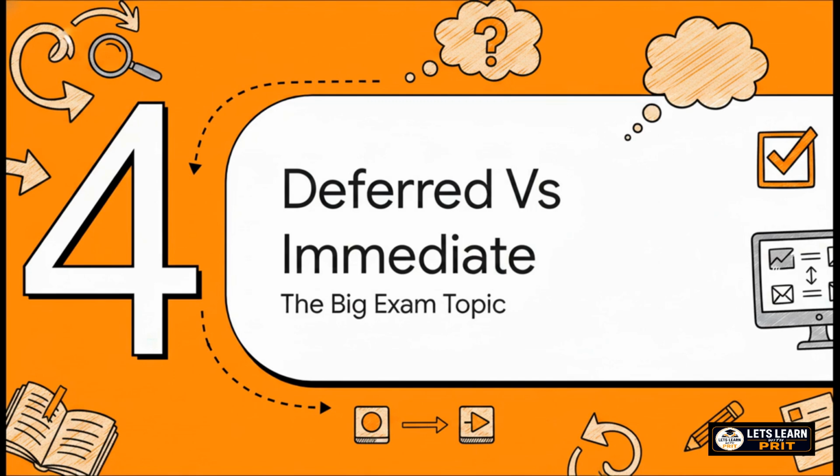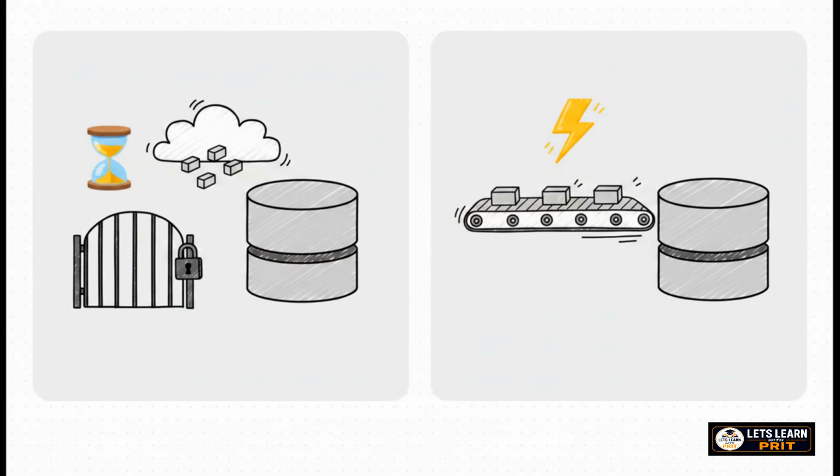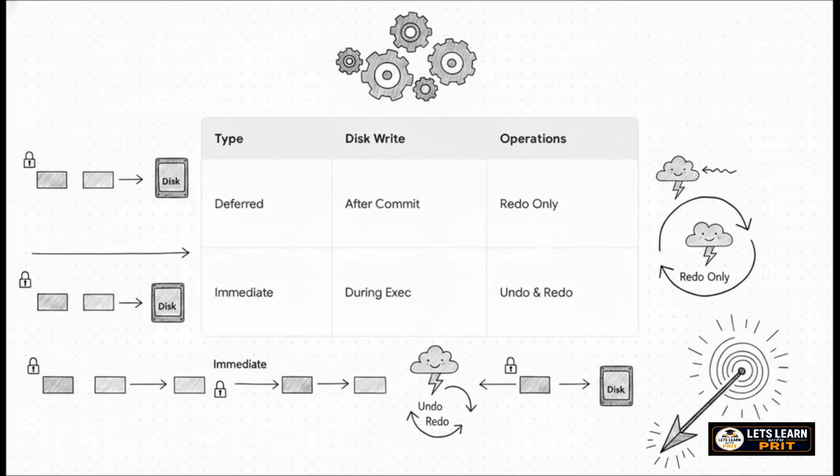Next up, Section 4. Deferred versus immediate update. This is the big exam topic, so pay close attention. This concept gets heavily tested, but honestly, there's no need to worry. The secret is right in the names. A deferred update simply means wait and save later. The system won't write any changes to the actual hard disk until the whole transaction is fully committed. It holds everything in temporary memory first. On the other hand, immediate update means exactly what it sounds like, save instantly. As the transaction runs, data is continuously written to the hard disk right away, regardless of whether the final commit has happened yet.